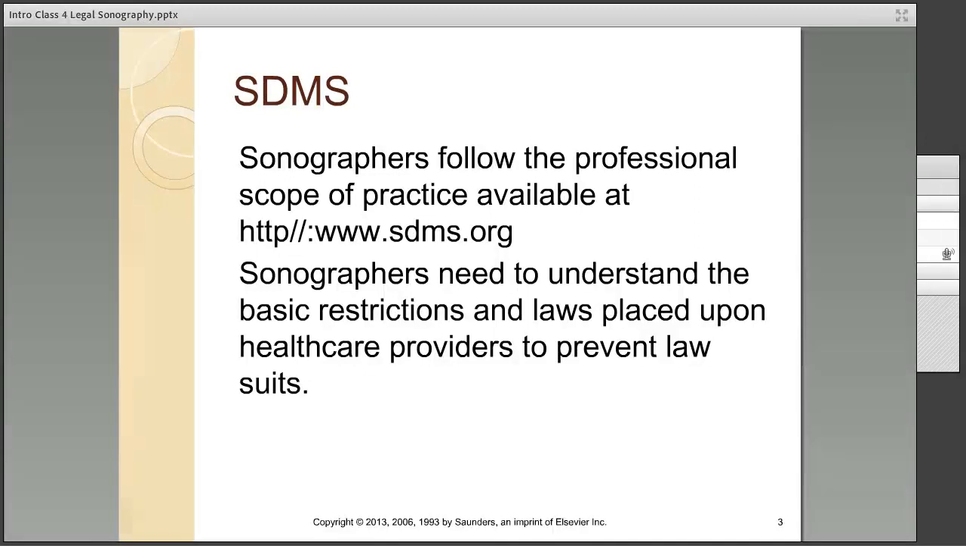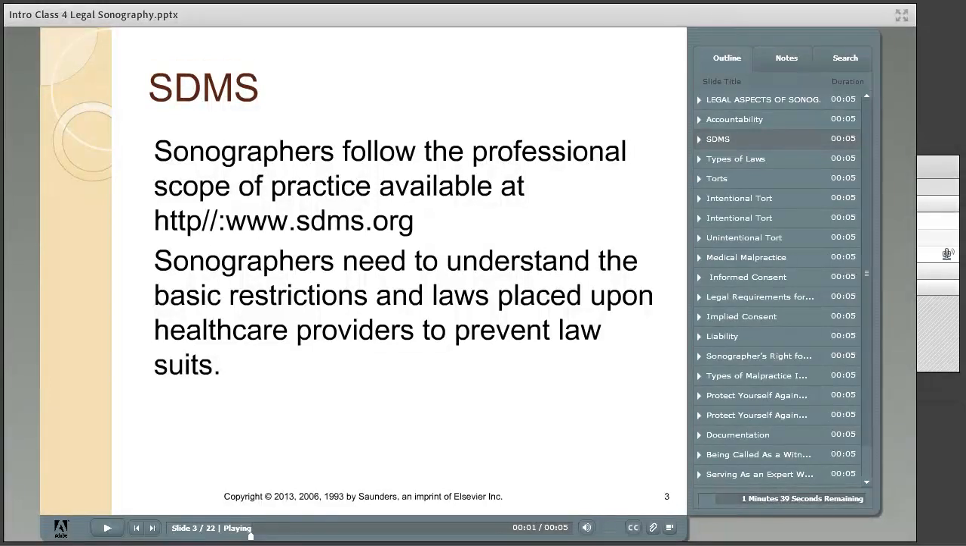As I said earlier, the Society of Diagnostic Medical Sonographers sets the regulations that sonographers follow. Sonographers need to understand the basic restrictions and laws placed upon healthcare providers to prevent lawsuits. There are three different types of laws.